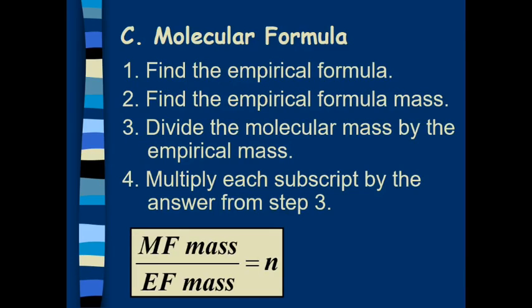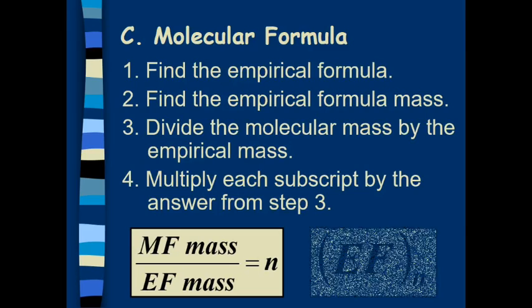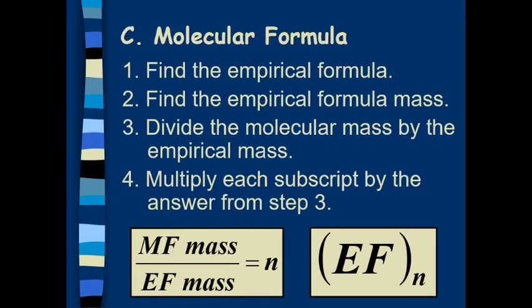And step 4, you're going to multiply each subscript, so the subscript for every element in your answer from step 3. So that is a makeshift equation that we have to go with step 4, and that's just saying your empirical formula that you got from step 1, plug it in here. Now you have your value of N from step 3. Multiply your subscripts times N.